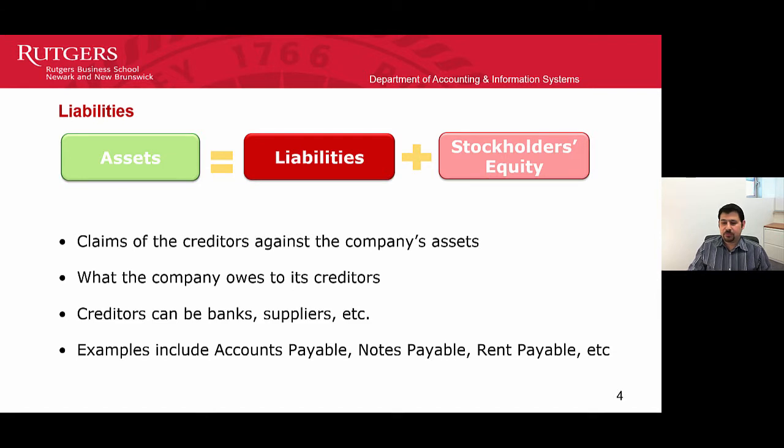And examples of this also include notes payable, accounts payable, rent payable. This is whatever the company owes to the landlord. Accounts payable, like we said, is whatever the company owes to their suppliers, for example. Salaries and wages payable is the money that the company owes to their employees, etc.